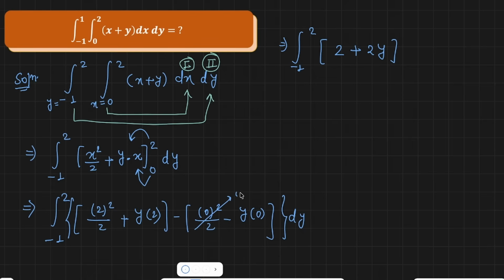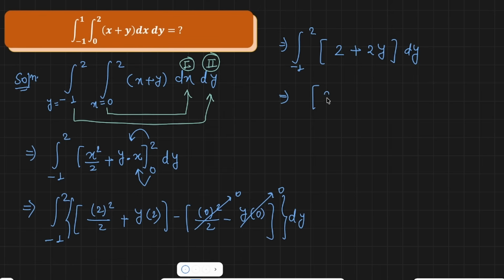The lower limit terms will be 0, so it is dy. Now what is this? A single integral. This double integral has been converted to a single integral. See, this is 4 by 2 plus 2y. Check the calculation carefully. Correct. Now you integrate with respect to y.